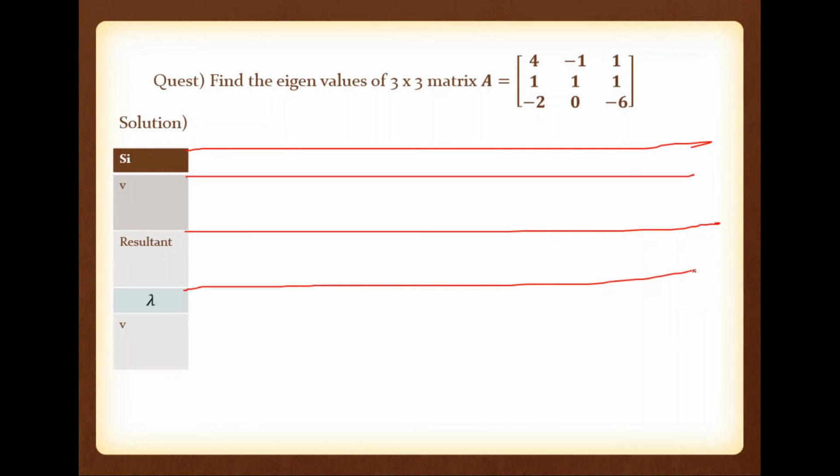Where one row is the serial number. The next one is the initial vector of the serial number or iteration. Next is the resultant vector. From the resultant vector, the largest value is taken outside, and that is lambda. The remaining one is the normalized vector V.